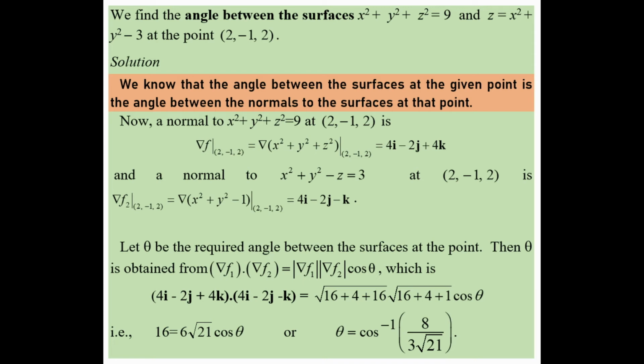We know that the angle between the surfaces at the given point is the angle between the normals to the surfaces. So we find the normal. What is the normal? Gradient of f. We find the gradient of f at one point, we find the gradient of f at the other point, and find the angle between them. How to find the angle between them? We take the dot product of these two vectors. So from here we get theta equal to cos inverse of 8 by 3 root 21.